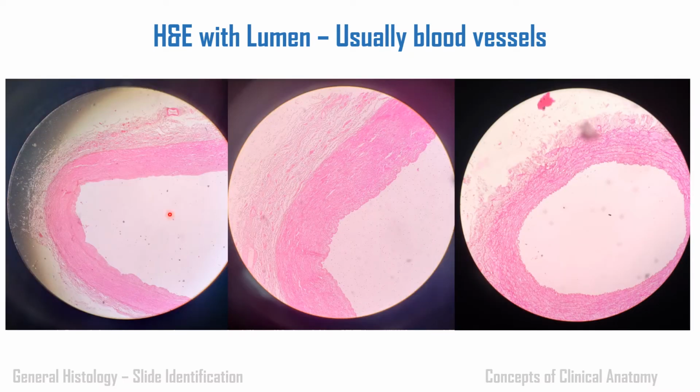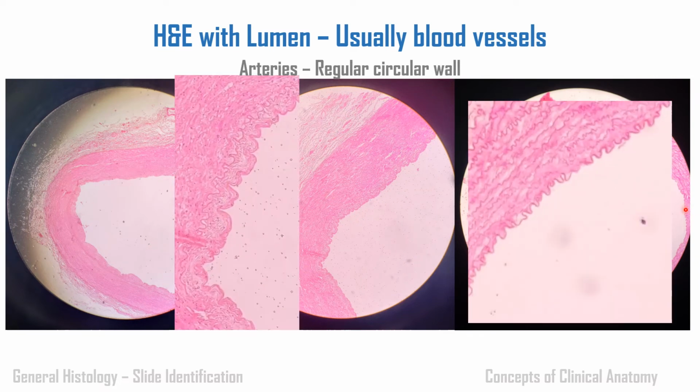Next we'll see how to differentiate a large artery from a medium size artery. A large artery is otherwise known as an elastic artery. A medium artery is otherwise known as a muscular artery. As I already said, an artery has a regular wall with a proper lumen. Here I have taken two zoomed images.